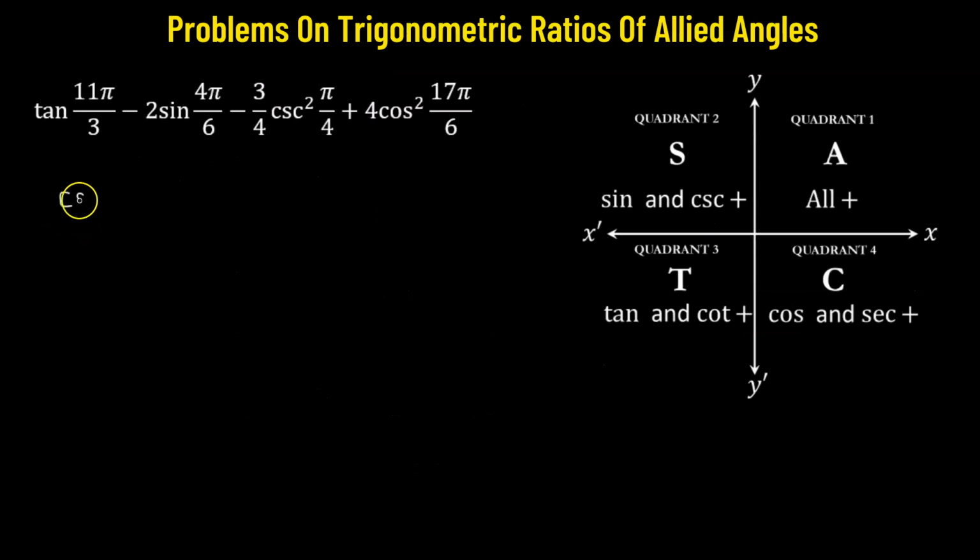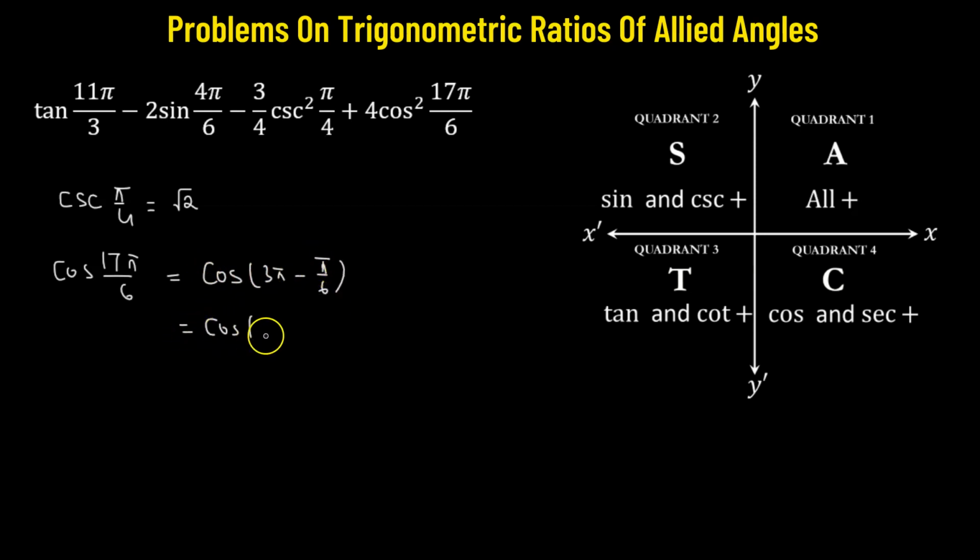We have cosecant of pi over 4. That's a straightforward value of square root of 2. Coming to cosine of 17 pi over 6, which can also be expressed as cosine of 3 pi minus pi over 6. And if we want it in multiples of pi over 2, we have cosine of 6 times pi over 2 minus pi over 6. The 6 is an even number, so we have an even multiple of pi over 2. Cosine is going to remain as cosine, but the new angle will be pi over 6.